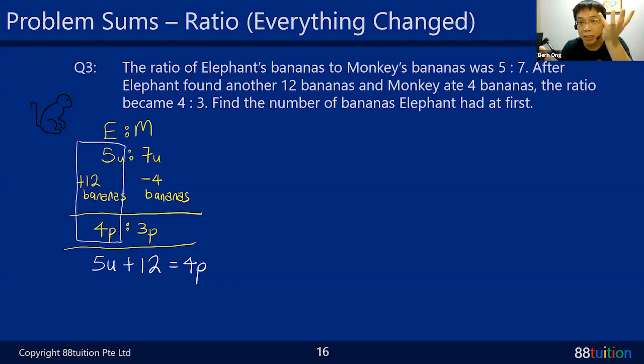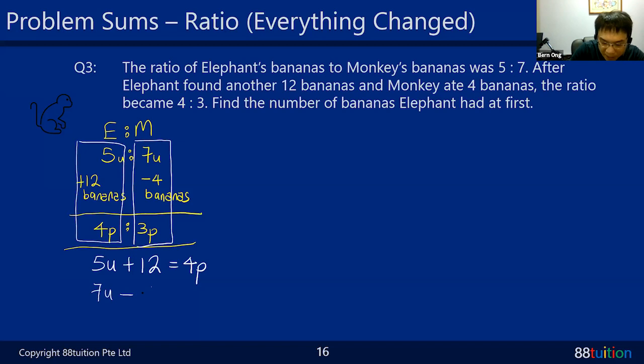They are two separate sets of numbers, and they are actually not balanced. One is on top, one is below. So you must find a common thing so that they will be adjusted to the same level. Once they are at the same level, you'll be able to do some comparison. For now, it is still units and parts, different levels. Okay, so let's talk about the monkey story. Monkey, read downwards: 7 units minus 4 bananas is equal to 3 parts. This is the monkey story.